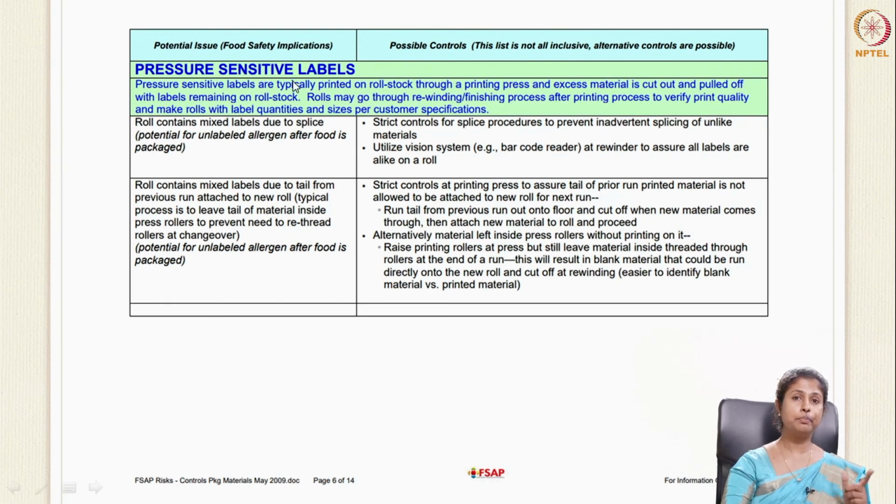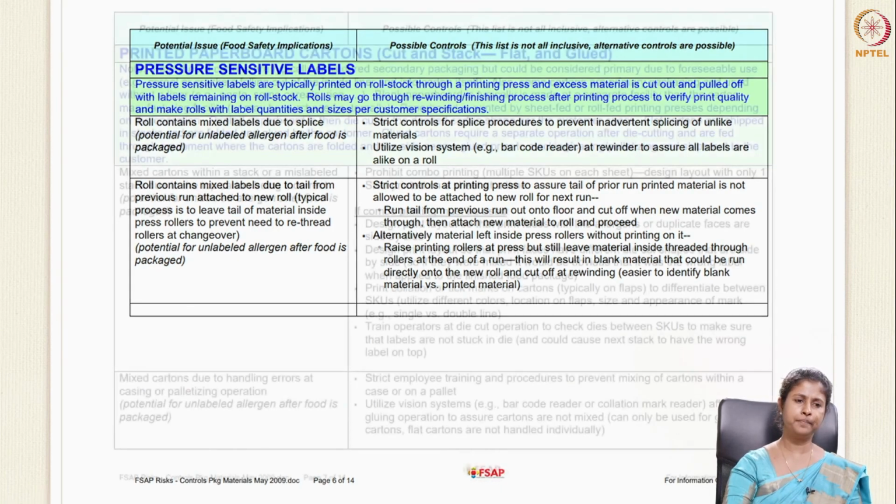Now, coming to pressure sensitive labels. In pressure sensitive labels, you apply pressure to attach the label onto the container. Here, one of the problems, again, a mix, comes when the roll that contains a mixed label comes ahead due to a splice. By mistake, you stick one on top of the other. That again can cause a problem. It's very minutely detailed, but these are things that can happen, and these incidents also might have grave consequences.